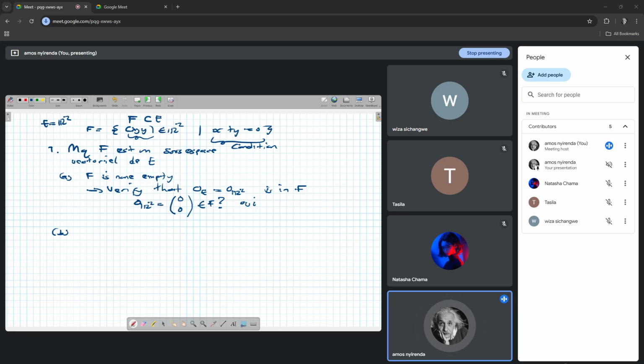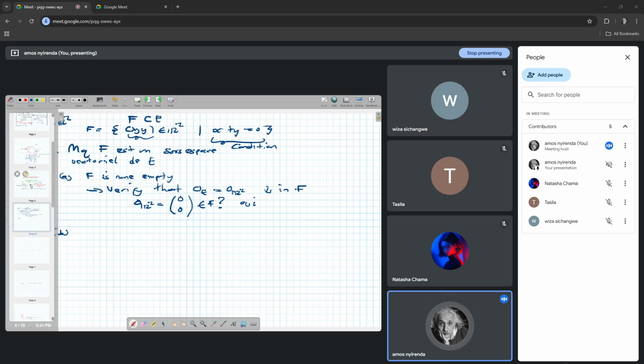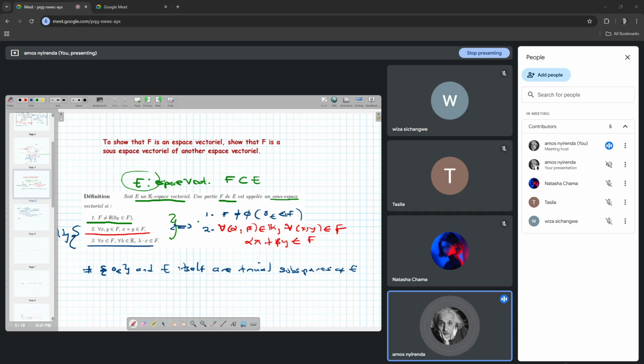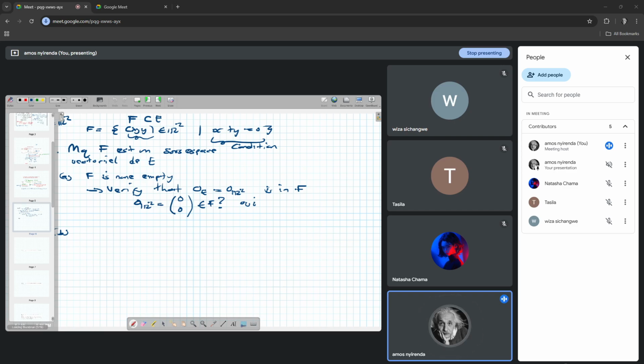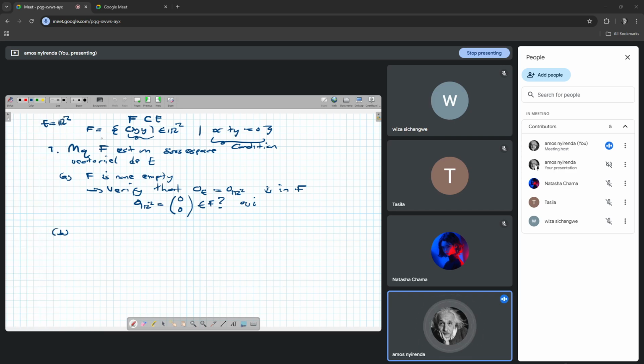So what is the second property saying? We can also go back and check, like so. The second property is about stability by addition. So we have to take x and y from F and show that these two elements are in F. Okay? So for the second property, we take two elements from the set F that satisfy this condition. It doesn't matter what you choose.